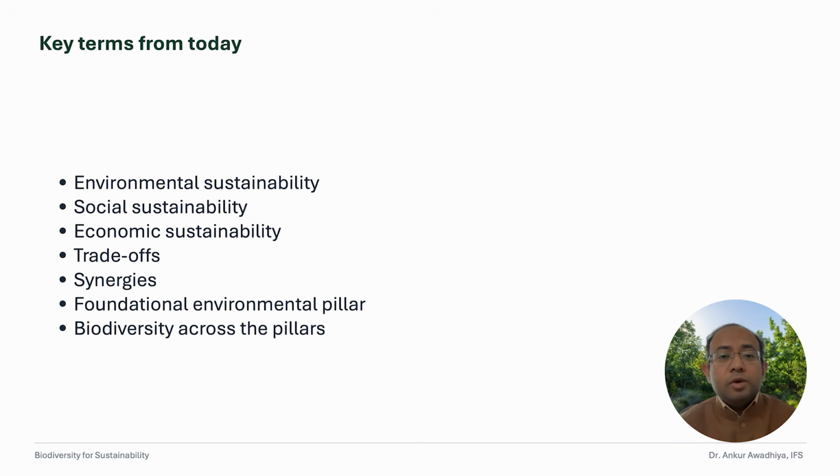The key terms from today are environmental sustainability, social sustainability, economic sustainability, trade offs, synergies, the foundational environmental pillar, and biodiversity across the pillars. These are working concepts that help us interpret real-world situations in a structured manner.